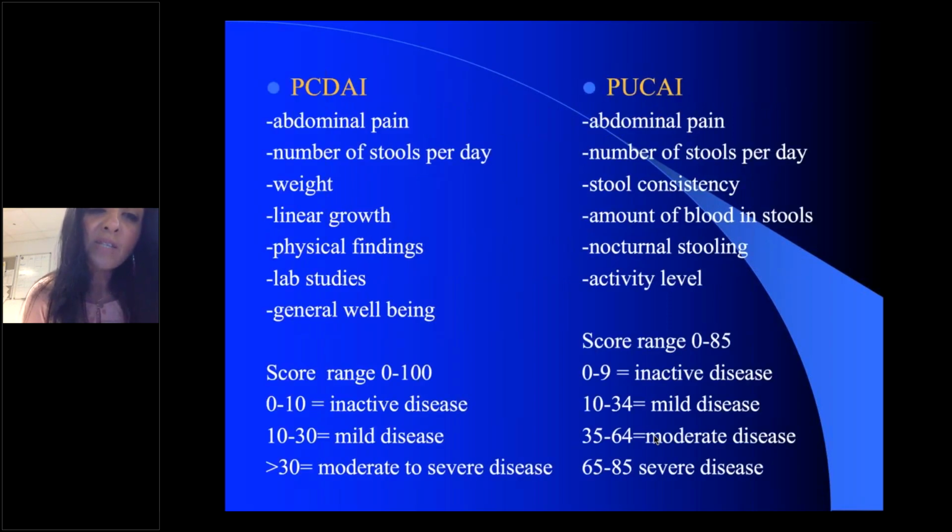Taking the PCDAI first, so this is a combination of symptoms from the history as well as objective measures, taking into account their weight, their physical, clinical examination, as well as laboratory studies, looking at their ESR and albumin. And the score can range between 0 to 100. Less than 10 means that their disease is inactive and they're in remission. If they have a PCDAI of between 10 to 30, then that is indicative of some mild ongoing inflammation. And if they have a PCDAI of more than 30, we're worried about this patient because we think they have moderate to severe active disease.